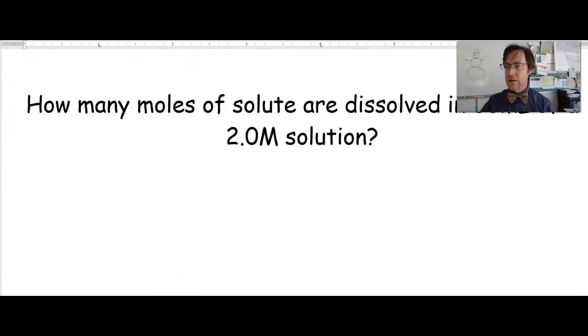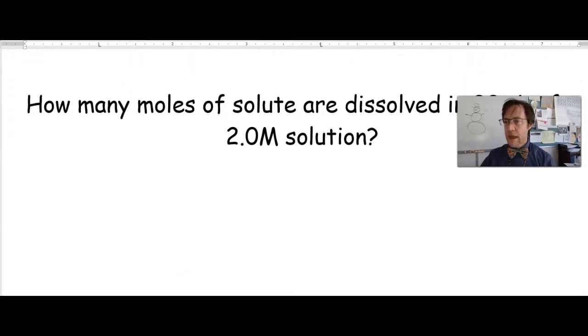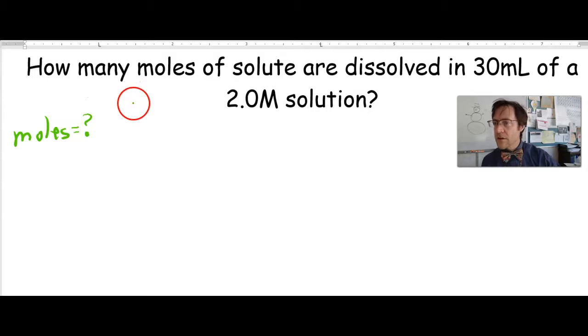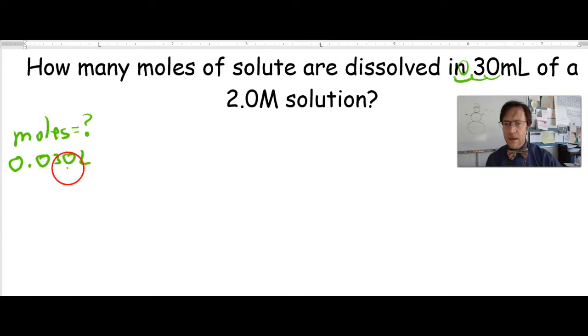All right, let's do this next one. See, this is different. How many moles? They're asking us how many moles. That's weird. That's different. So in this case, the moles is going to be the question mark. So how many moles of solute are dissolved in 30 milliliters? Oh, okay, so I'm going to convert this to liters right now. So go 1, 2, 3. I'll have to add a 0 there. So it'll be 0.030 liters of a 2.0 molar solution.